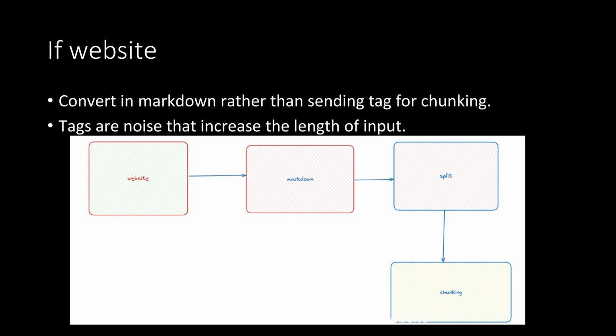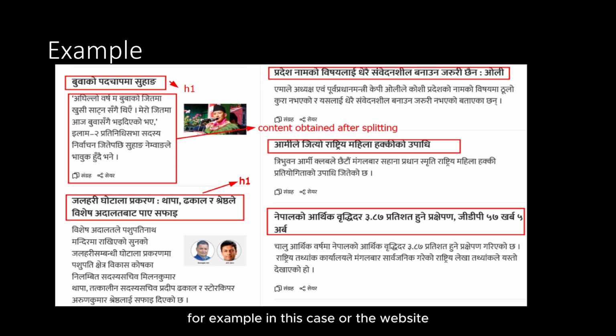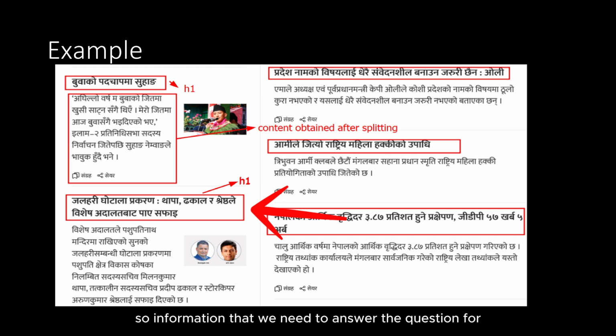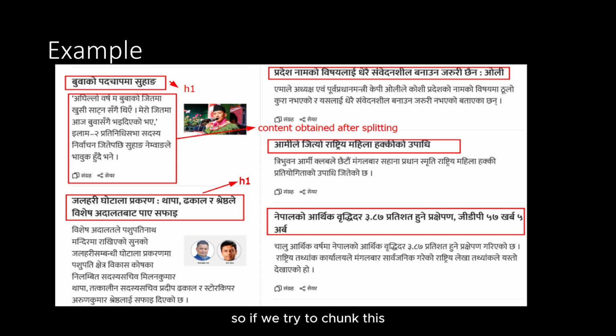For example, in the case of a website, most of the information is between tags like this and this. So the information that we need to answer the question should be between these two tags. If we chunk this, then it is better for our model to give an answer.